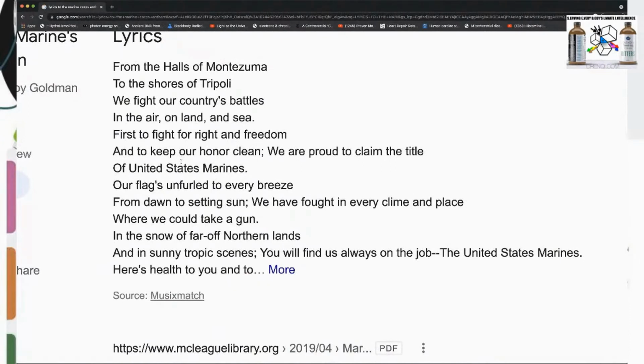From the halls of Montezuma to the shores of Tripoli, we fight our country's battles in the air, on land, and sea. First to fight for right and freedom and to keep our honor clean, we are proud to claim the title of United States.